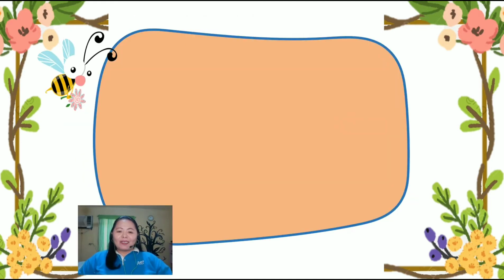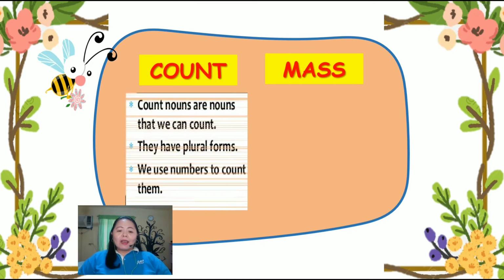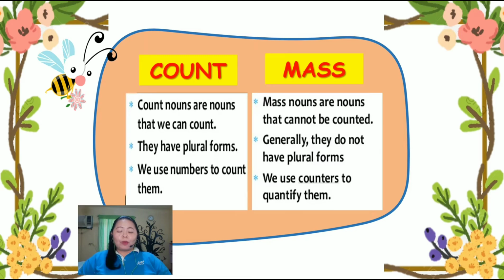But aside from articles a or an, we also talked about two types of nouns which we call count or mass nouns. Count nouns, if you remember, are the nouns you can count individually. These are the nouns that have plural forms, and they're also the nouns from which you can use a or an. Mass nouns, on the other hand, are the nouns you cannot count, or we can also call uncountable nouns. Generally, they do not have plural forms. Though they cannot be counted, they can be measured using counters or quantifiers.